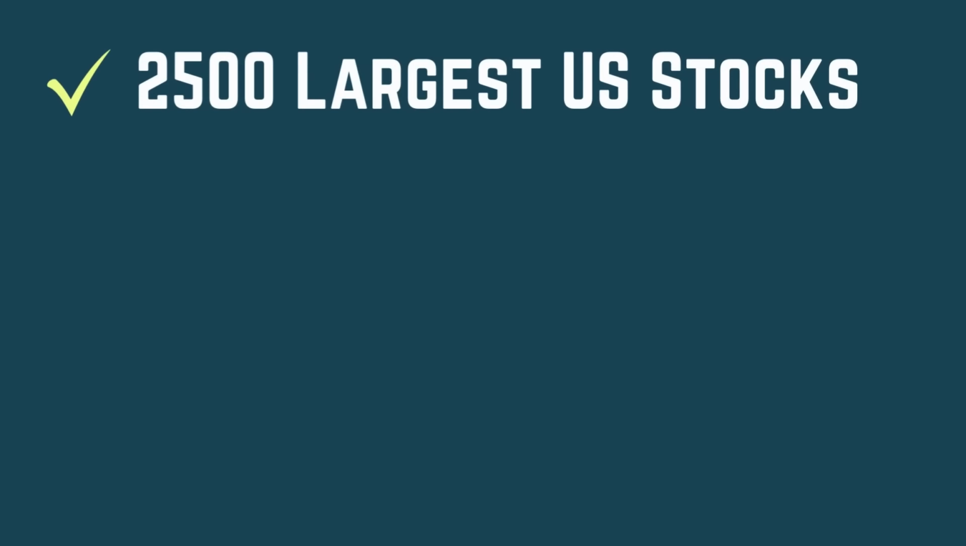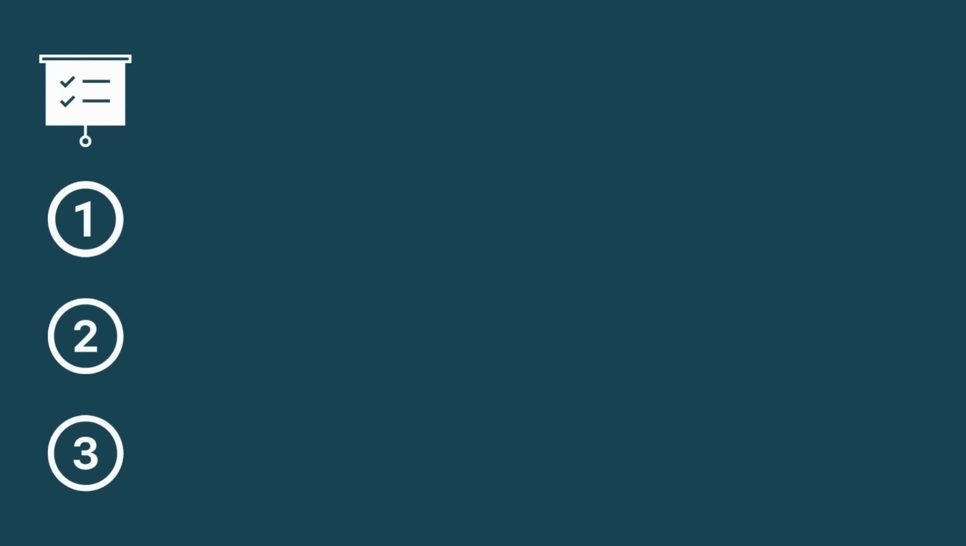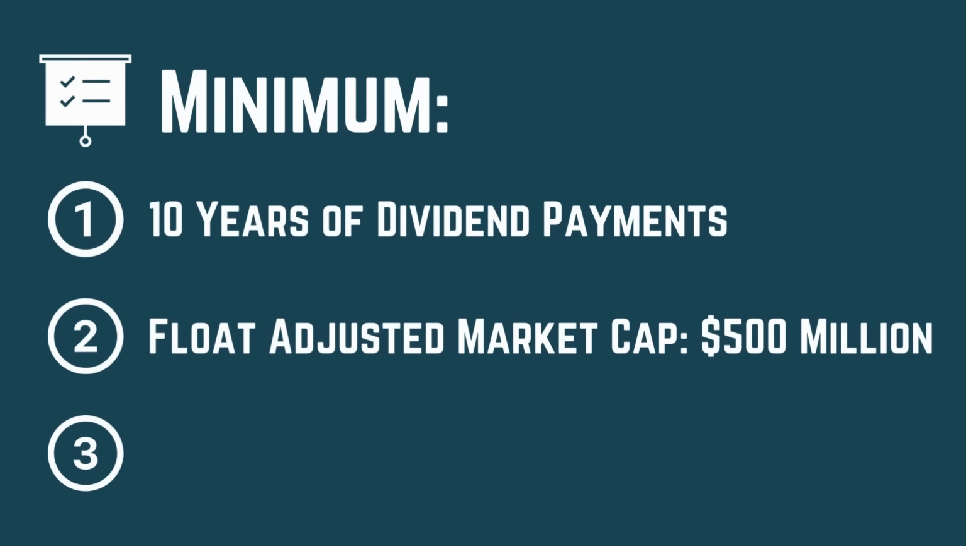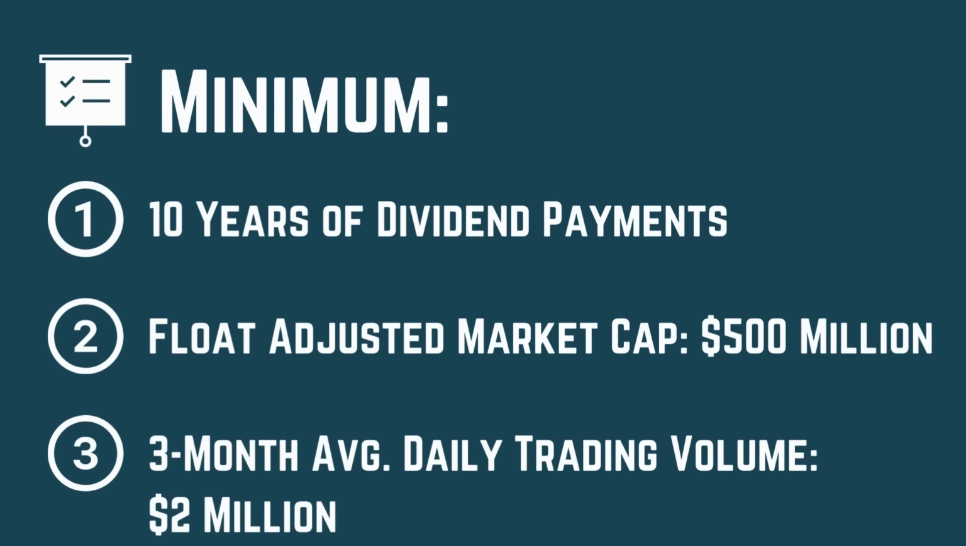It starts with those 2,500 companies. They're all screened for three different things: a minimum of 10 years of dividend payments, a minimum float-adjusted market cap of $500 million US, and a minimum 3-month average daily trading volume of $2 million. So what does that mean?